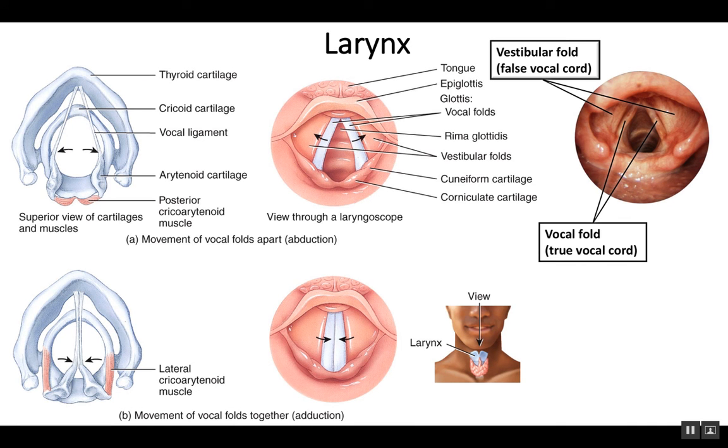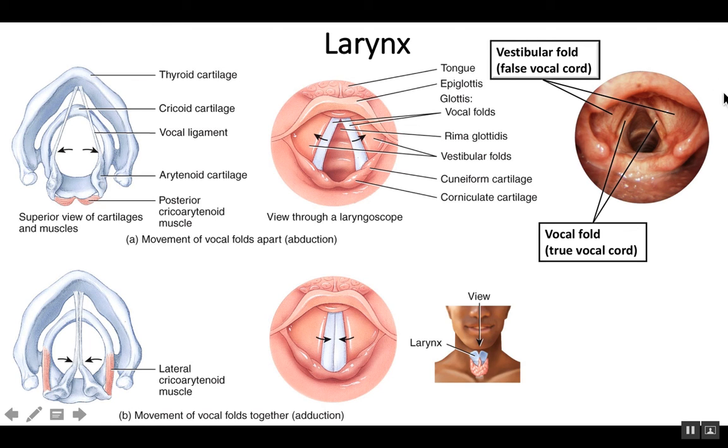Looking down, as if you were using a scope to look down into the respiratory tract, we see again these folds, and notice that the true vocal folds will move in and out. So they will adduct and abduct. They will also tighten and loosen. And that tightening and loosening produces the different pitches that we have with our voice.